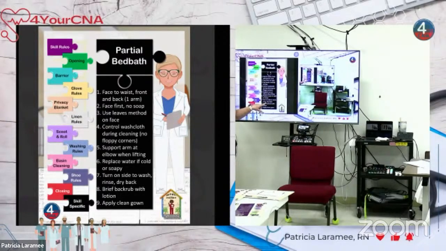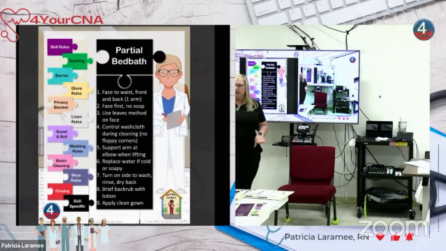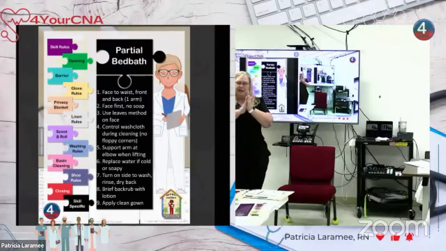We're going to turn the patient on their back to wash, rinse, or on their side to wash, rinse, and dry the back. Give them a brief back rub with lotion. Guys, it's not massage therapy. We're going to take our hands, get some lotion in them so there's no friction. Start at the bottom, small circles to the shoulders, come back down. Do that 3 times, then wipe off the excess.